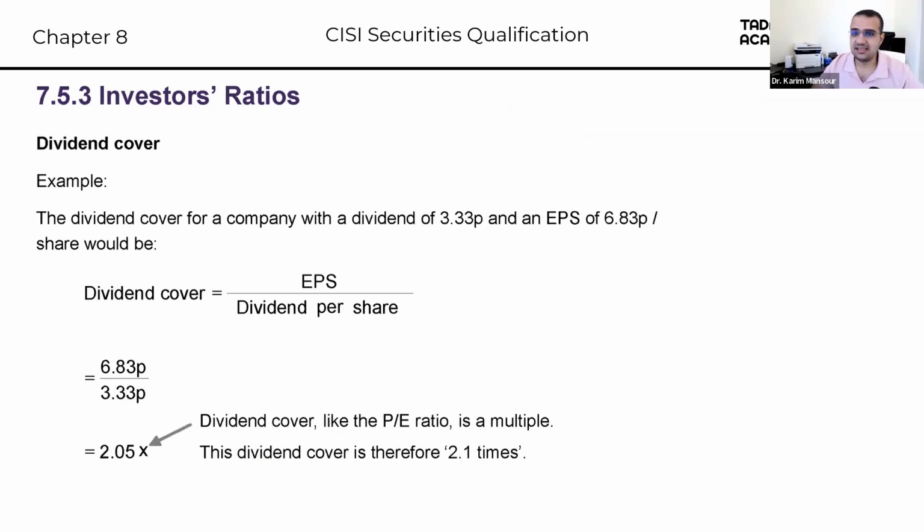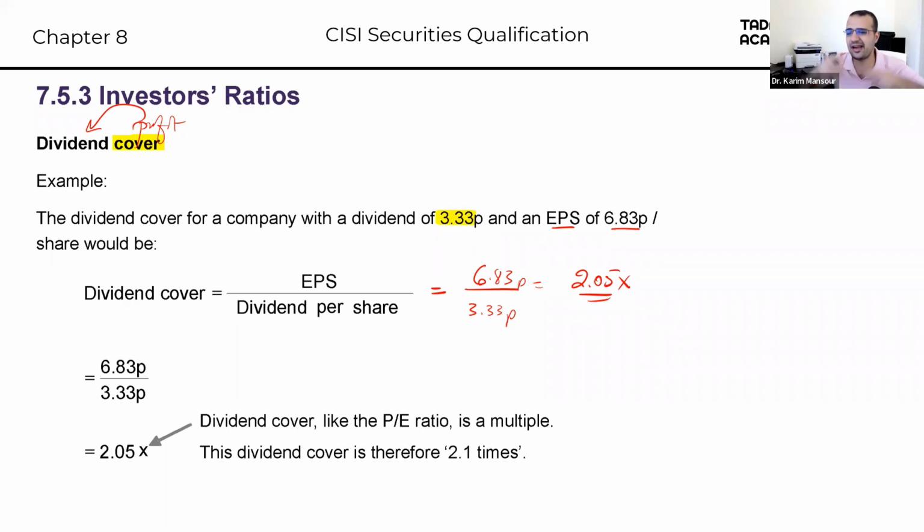Dividend cover, easy concept. Cover usually says, do we have enough profit to cover this? The dividend cover is, do we have enough profit to distribute dividend? So if the company decided that they're going to distribute a dividend of 3.33 pence for every share, and every share is earning 6.83 pence, then that means the profits of the company are able to cover this distribution twice.